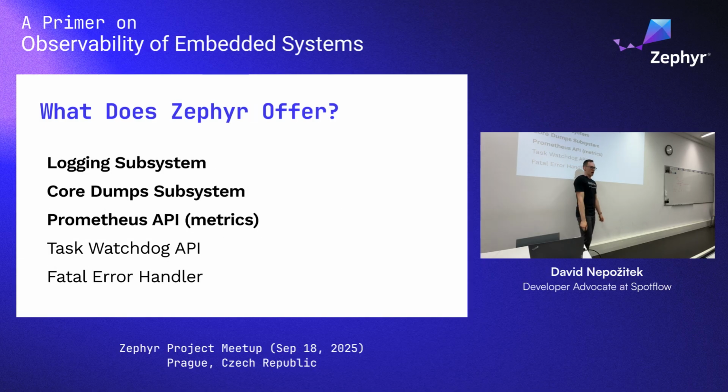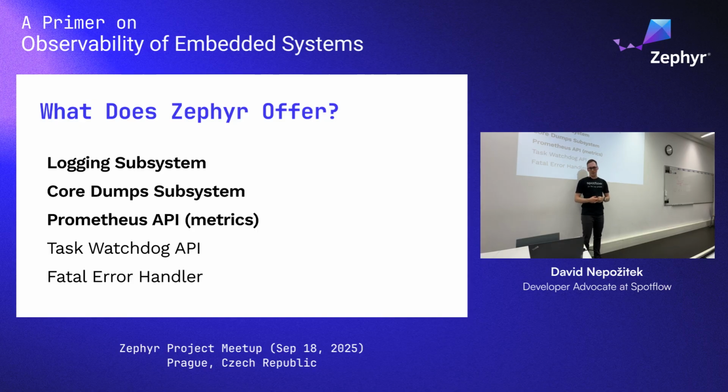Okay, so how can Zephyr help us to achieve that? So first, Zephyr has a really nice extensive logging subsystem. It has a nice subsystem for core dumps, and since Zephyr 4.0, it also has a Prometheus API, which we can use for capturing and exposing metrics.